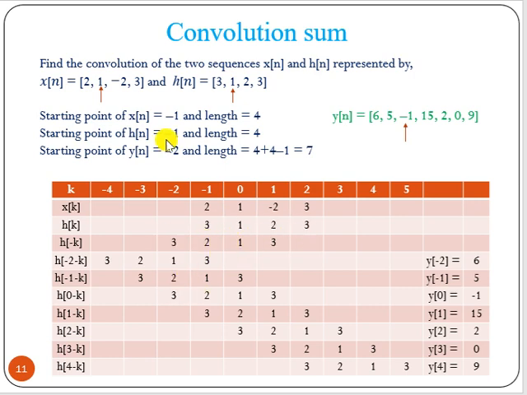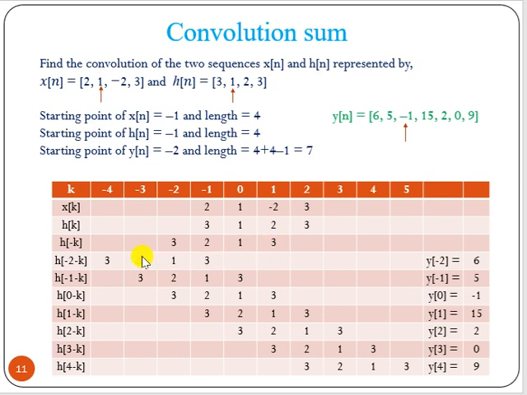Now we have to find the starting point of y of n, which is minus 2. Now here you have to write h of minus 2 minus k. Right? That means n equal to what? Nothing but minus 2. So with this h of minus k, we have to add minus 2 again. If you do that, minus 2 value goes to minus 4, minus 1 goes to minus 3, 0 goes to minus 2, 1 goes to minus 1.